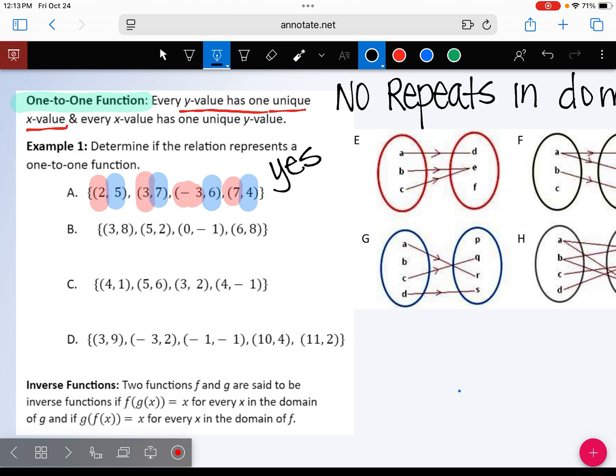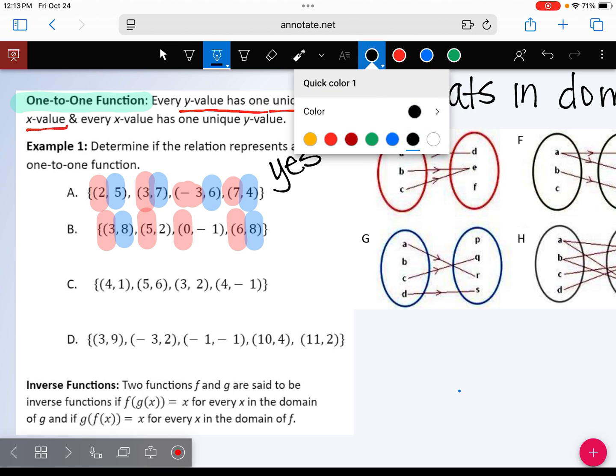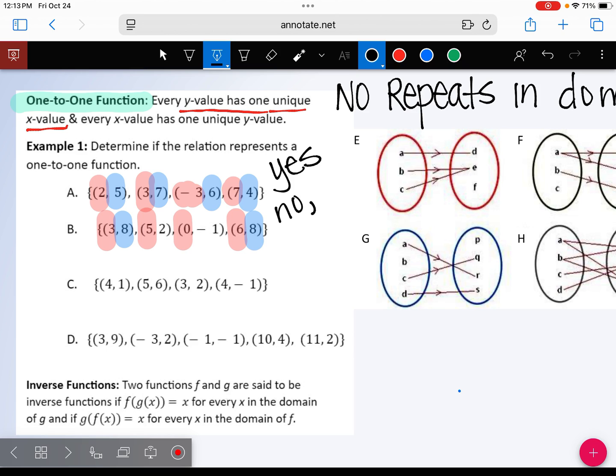That's a yes. Now let's go to B. I have a 3, a 5, a 0, and a 6. Those are all different. But if you look at your range, do you see how we have these two 8s? 8 repeats, so that's why this is a no. It would be a function. Yes, it is a function, but it's not one-to-one. It's a function because all of my X values are different. But because I have a repeat in Y, it is not one-to-one. So I'm going to say no. And the reason why is because we have a repeat in the range.